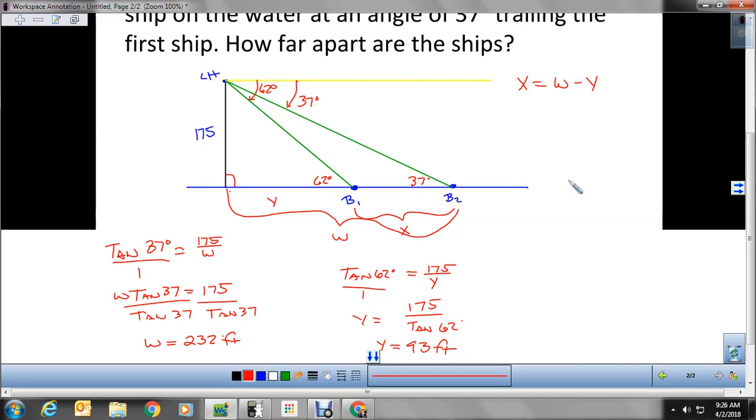So now to find the distance between the two ships, which is our x distance, we're going to take our 232 minus the 93, and that is going to give us an approximate answer of about 139 feet apart.